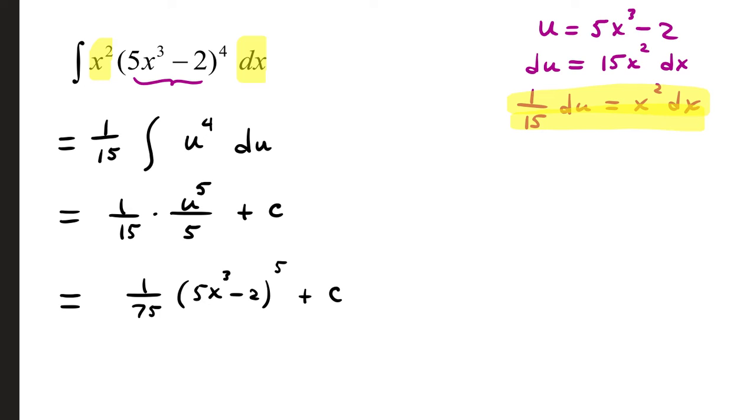By substituting your grouped terms with a single letter, it greatly reduces your integral and it makes it easier to find the antiderivative. So let's add 1 to the power. That makes it u to the 5th, dividing by the result, 5. Multiplying by 1/15, that's 1/75. Now our substitute comes back in: 5x cubed minus 2 to the 5th, plus our constant of integration.